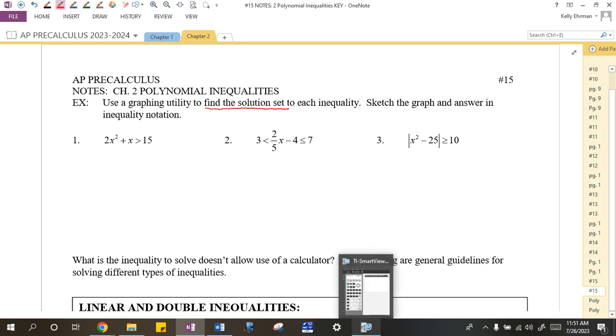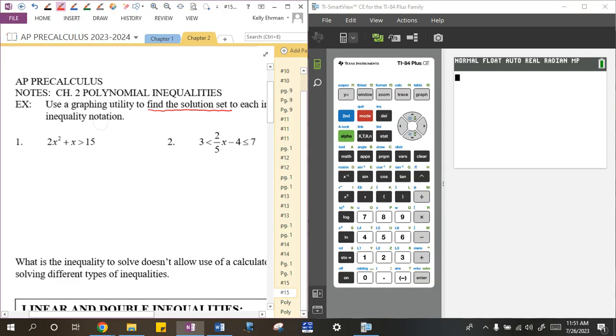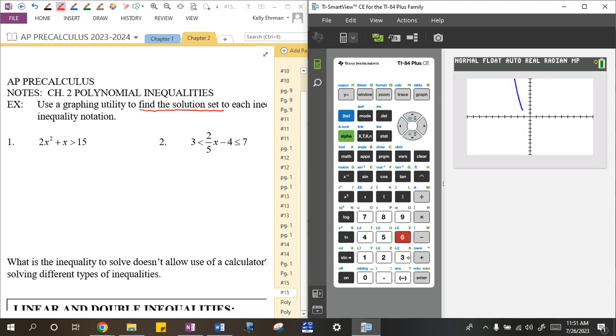So for the first one, if I have a graphing calculator, there are two ways I can look at this. In my y equals, I can type in, as I see it, 2x squared plus x. I can put that on one line and put 15 on the other. If we're going to solve that inequality with a graphing calculator, I'm just going to zoom 6 to see what it looks like. So I see the parabola. I don't see the 15 because this is going negative 10 to 10, but this lets me adjust my window a bit.